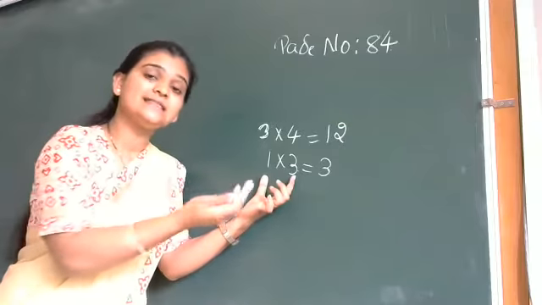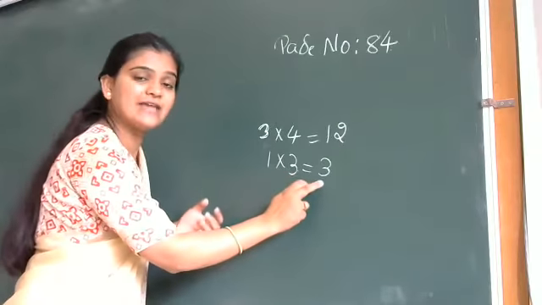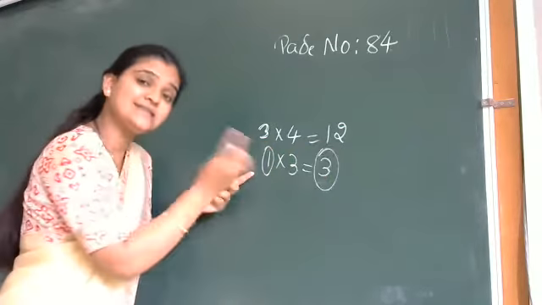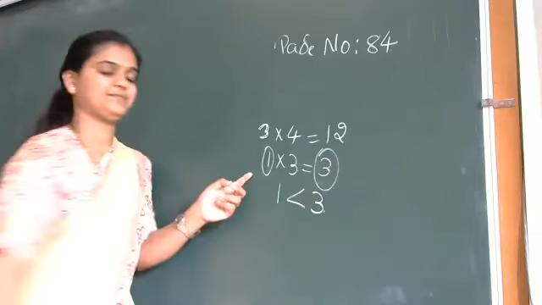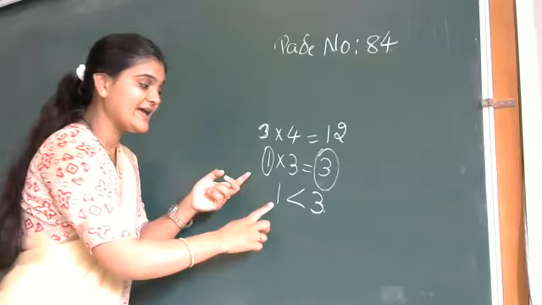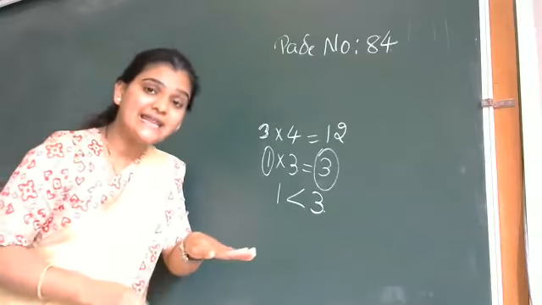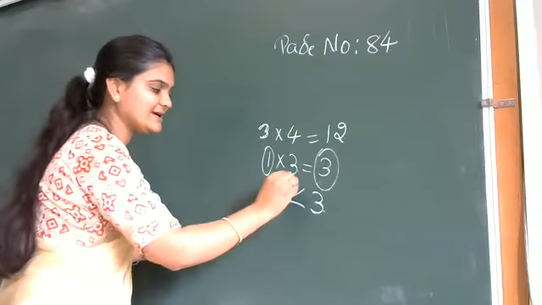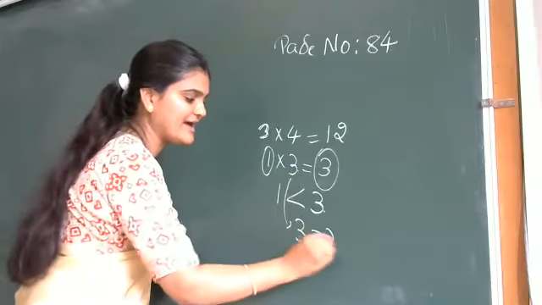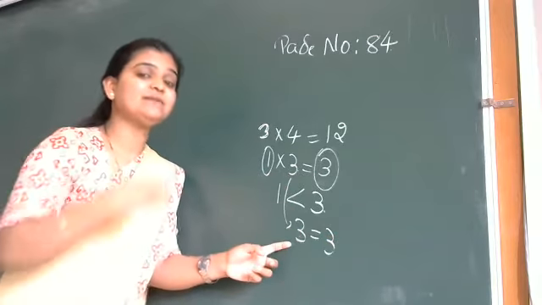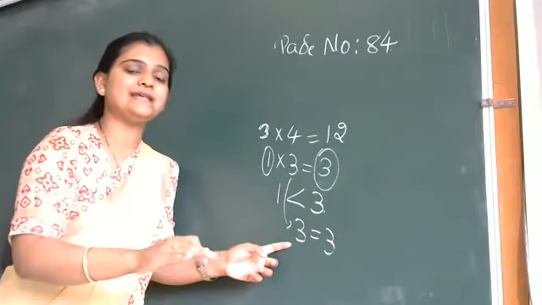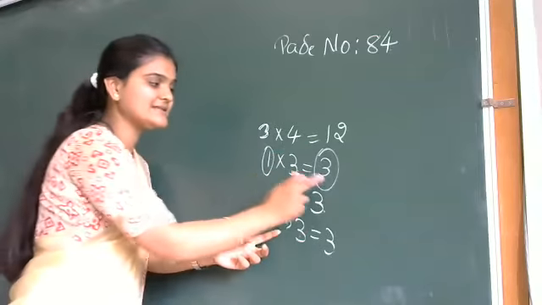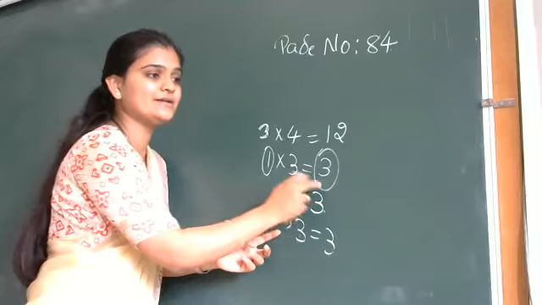Now, the factors may be less than the multiple. Now, we have 3 here. What about 1? 1 and 3. 1 is less than 3. Yes or no? Yes, the factors will either be less than the multiple or equal to the multiple. Now see here, we have 3. Factors will either be equal or less than the multiple. Is this relation between the factors and the multiples understood? Any doubt here?